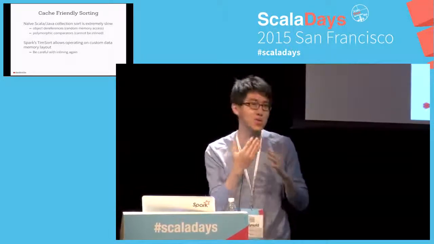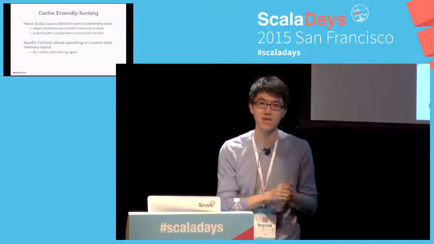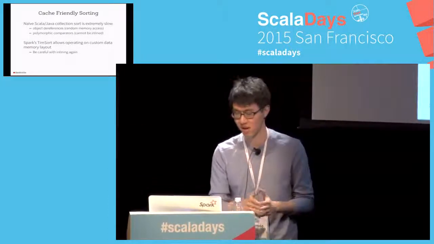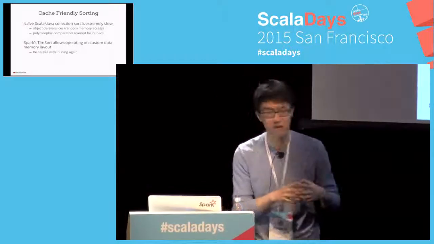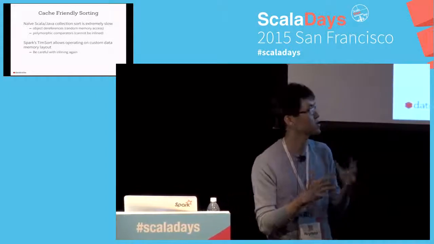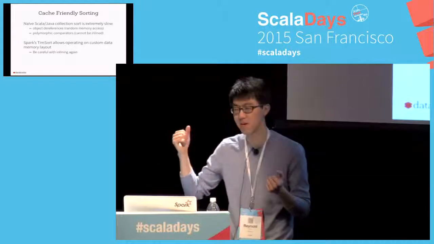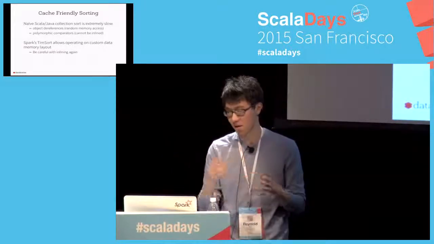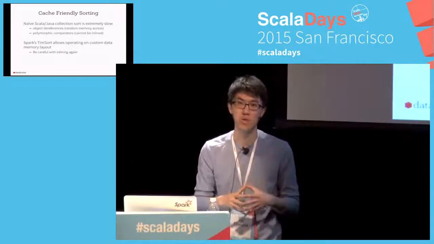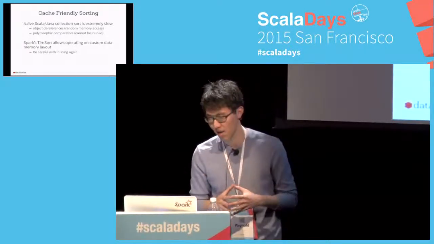And every time you do something, you have to dereference the object, which essentially means random memory access, which means really bad cache locality. The other part is that with the collection libraries, you have to define how you compare. Either a Scala Ordering or a Java Comparator means polymorphic virtual dispatch, which is fairly expensive in the JVM because it's hard to inline.